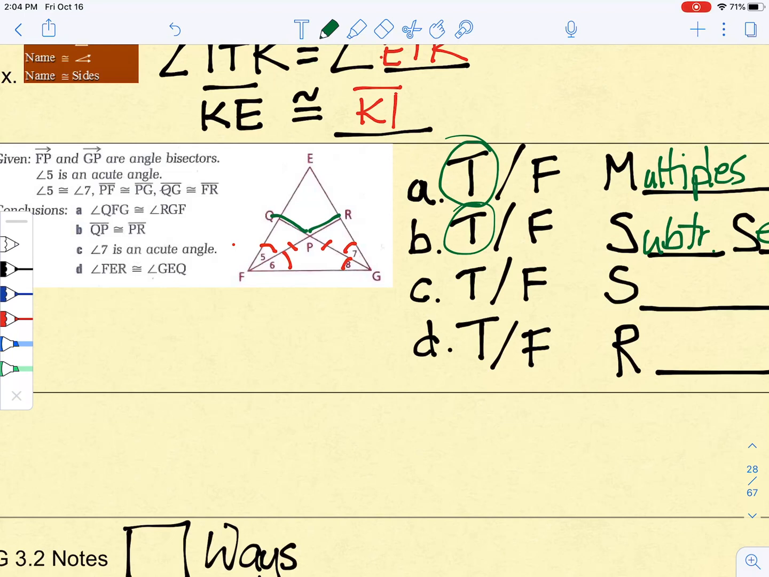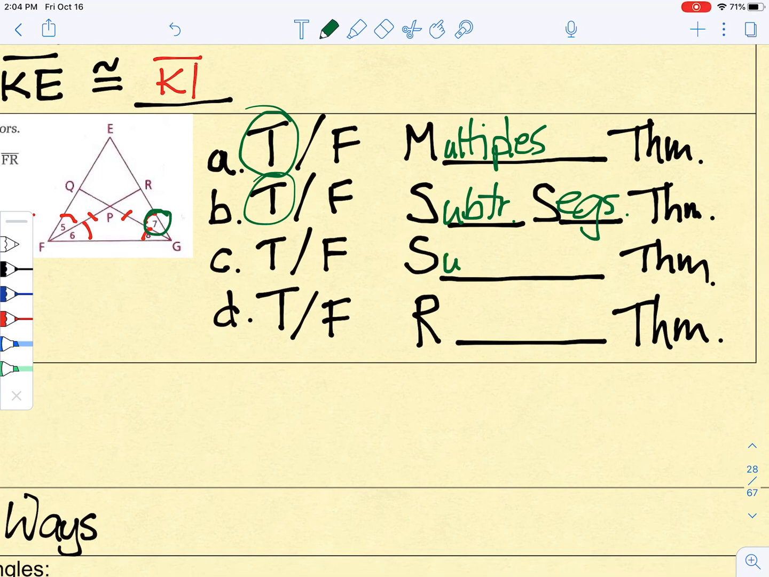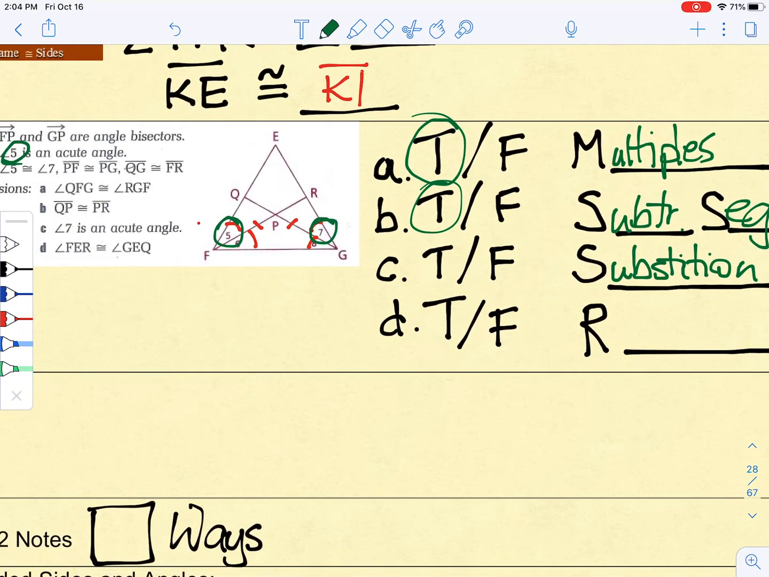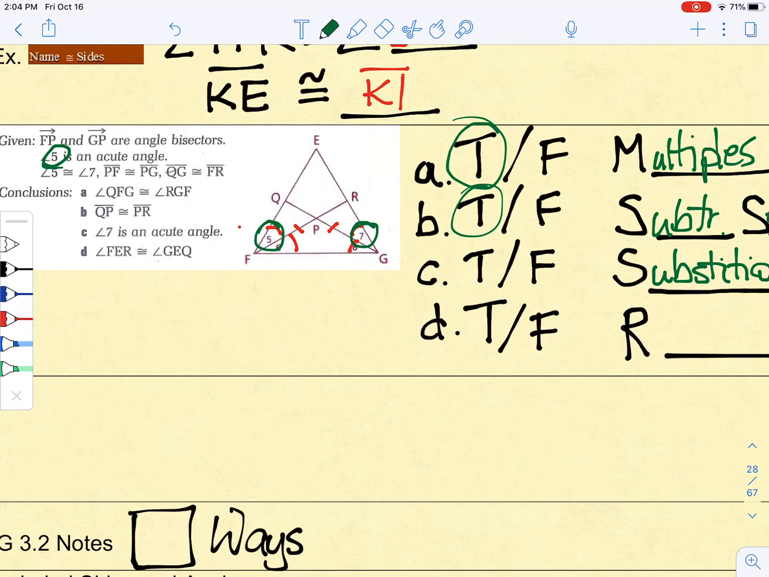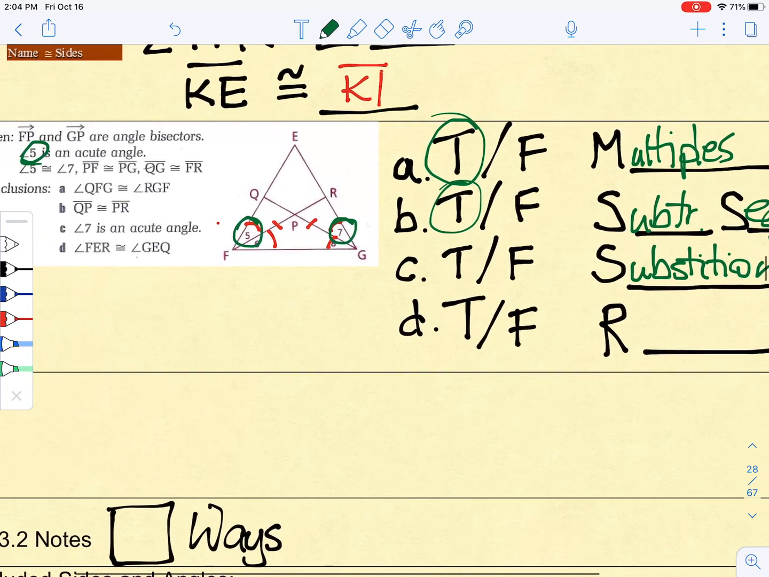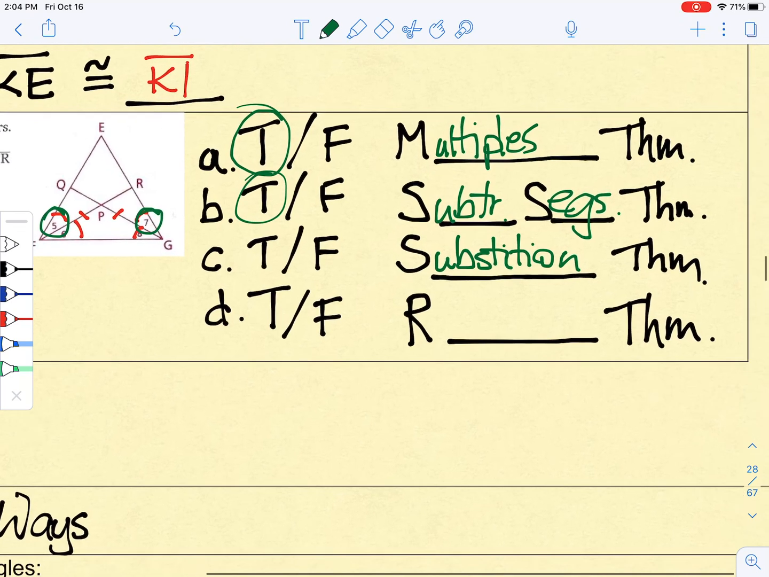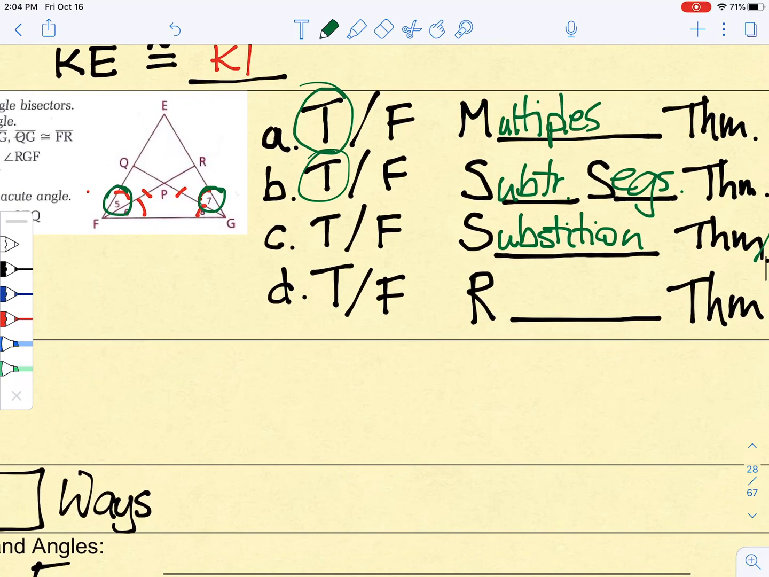Angle 7 is an acute angle. So angle 7 is right there. And we know angle 5 is an acute. So then by the substitution, and this would be the fact that we could substitute 5 with 7 since we know that they're the same. So it's technically called a substitution theorem, the book calls it the property. In this one here, either one is fine, property or theorem.